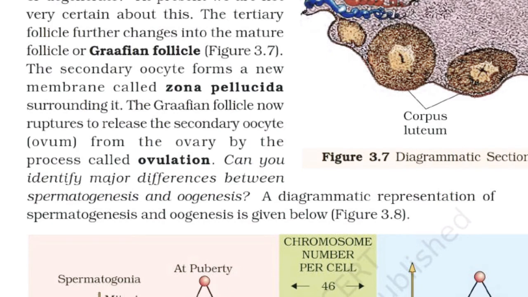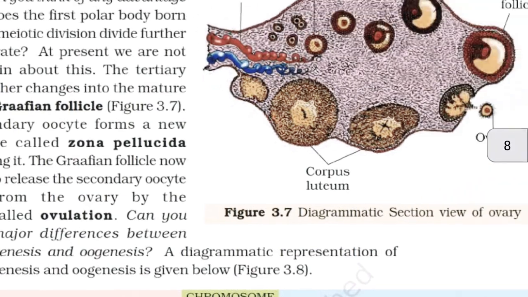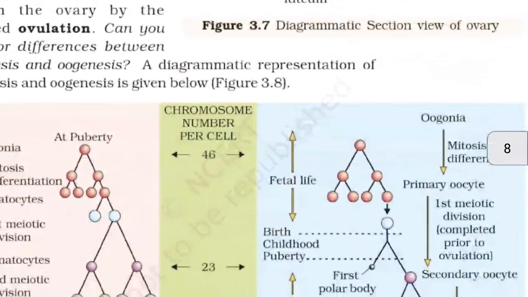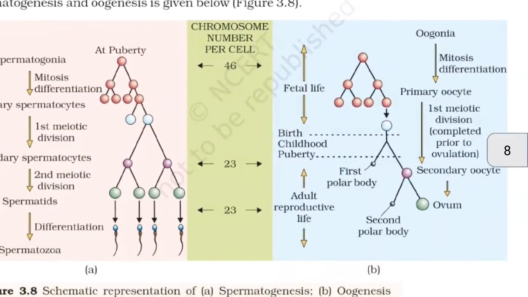ओके, a diagrammatic schematic representation of spermatogenesis और oogenesis is given below. ये डायग्राम देखिए, ब्लड वेसल्स, प्राइमरी follicles, tertiary follicles which are showing antrum. It is a key point. Okay, tertiary follicles का ग्राफियन follicles और corpus luteum. डायग्राम याद होना चाहिए क्योंकि एग्जाम में डायग्राम बेस्ड क्वेश्चन भी आते हैं.